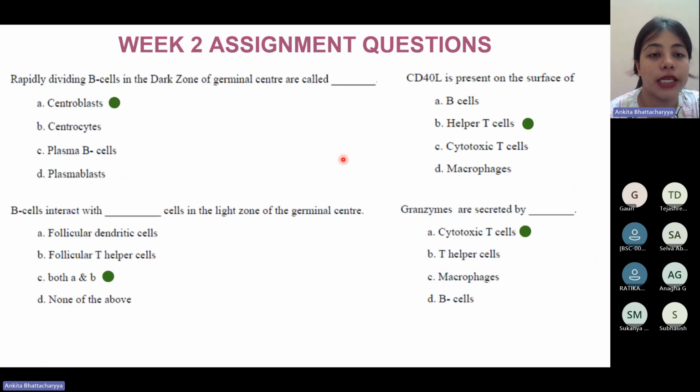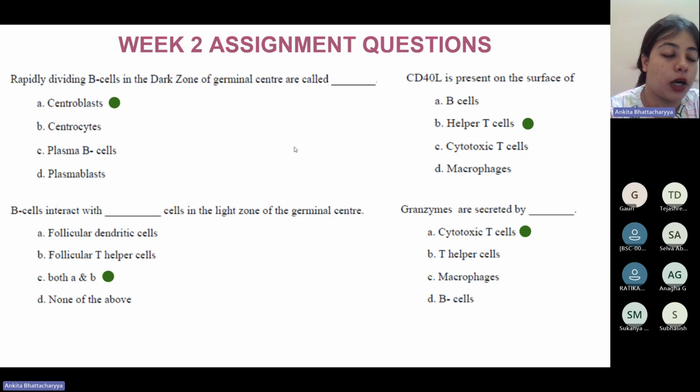Rapidly dividing B cells in the dark zone of germinal centers are called, if you remember, I just showed that schematic. We saw that within the germinal center dark zone, those cells that are undergoing very rapid division are the centroblasts. Then they face the antigen that is displayed by dendritic cells. Following that, they would undergo selection for those with high affinity and they would be released into circulation. So centroblasts are the correct option. The other options are not true. They are centrocytes, plasma B cells, or plasmablasts. They are not correct. It is centroblasts.